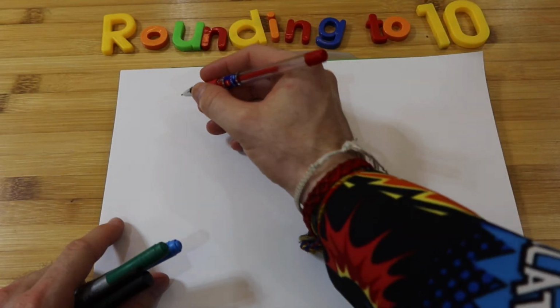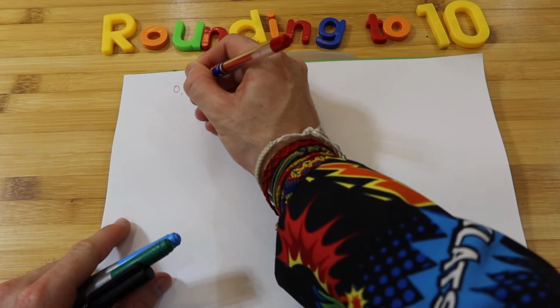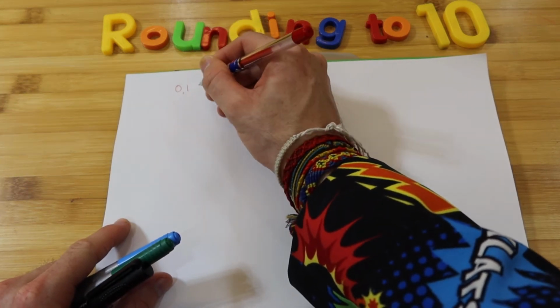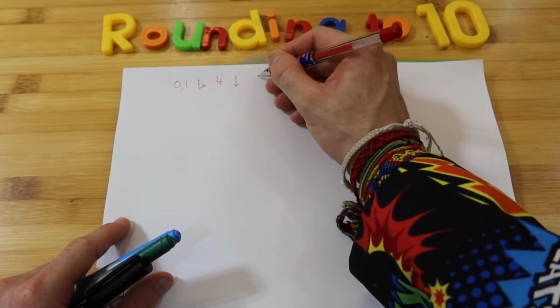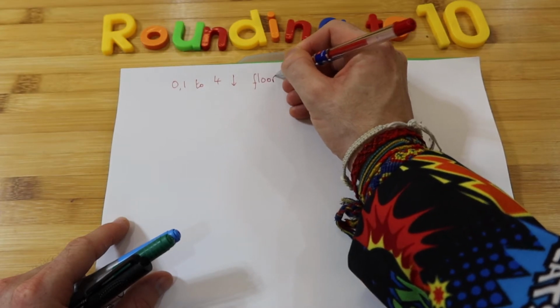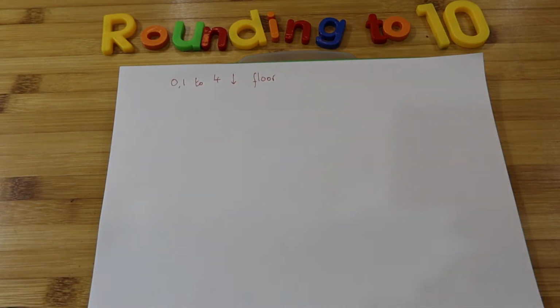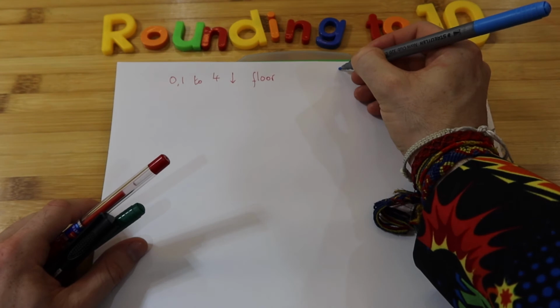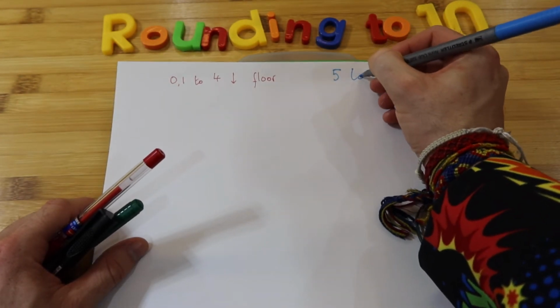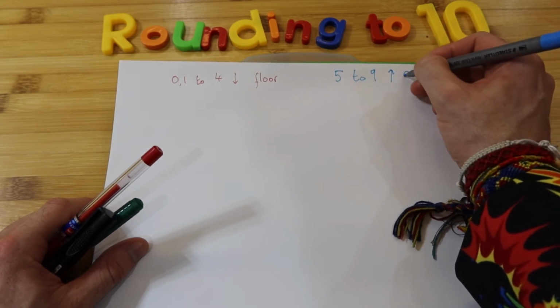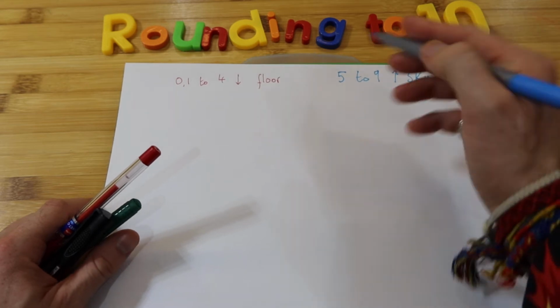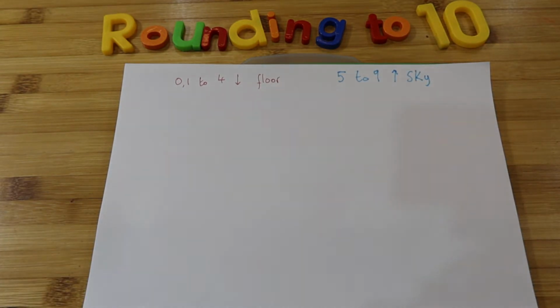So my way of remembering is if it goes from 0, 1 all the way to 4, you round down to the floor, okay? And if the numbers are 5 all the way up to 9, you round up to the sky. So pretty easy. 0, 1 to 4, round down to the floor. 5 to 9, round up to the sky.